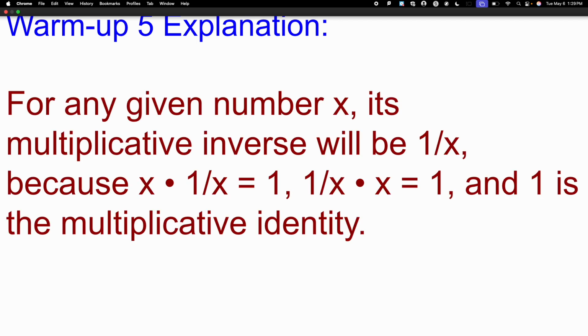Okay, so for any given number x, its multiplicative inverse will be 1 over x, because x times 1 over x equals 1, 1 over x times x equals 1, and 1 is the multiplicative identity.